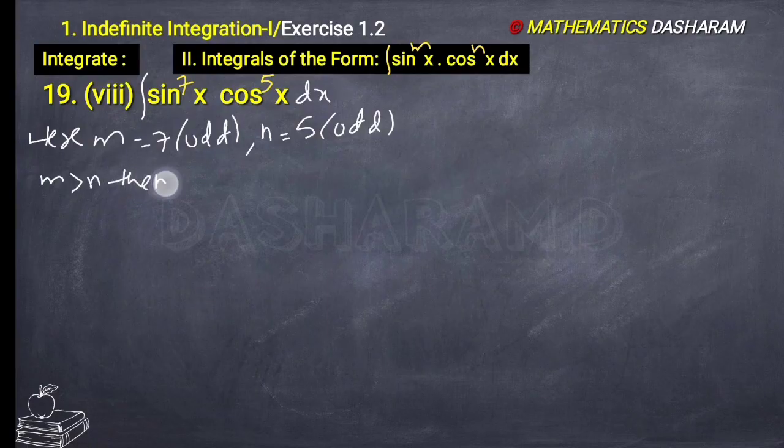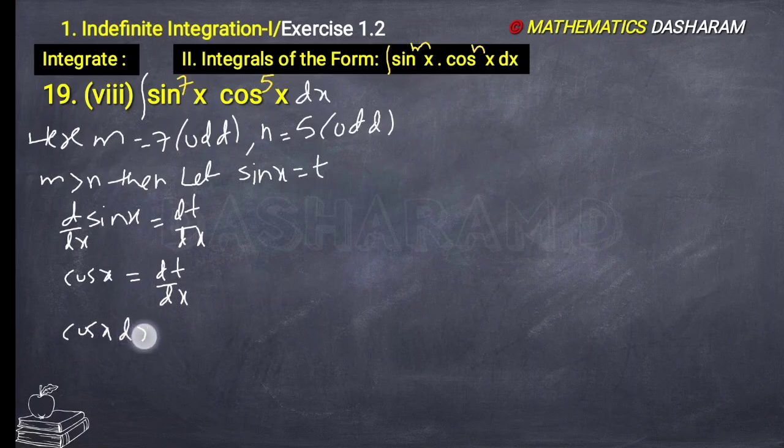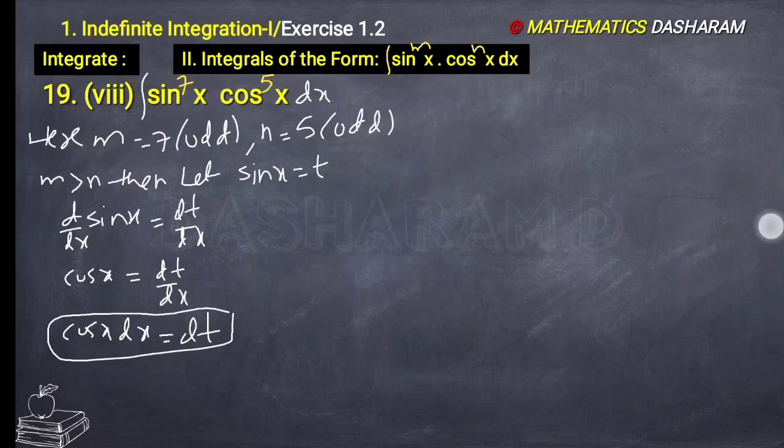So then let sin x equal to t. Next, do the derivative of sin x equals dt by dx. Sin x derivative is cos x, it is equal to dt by dx. Then cos x dx equals dt. So now the given question is sin to the power of 7x into cos to the power of 5x dx.